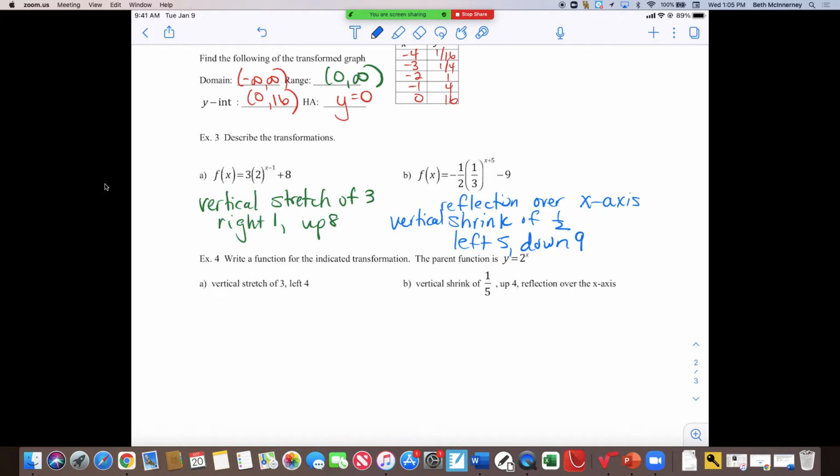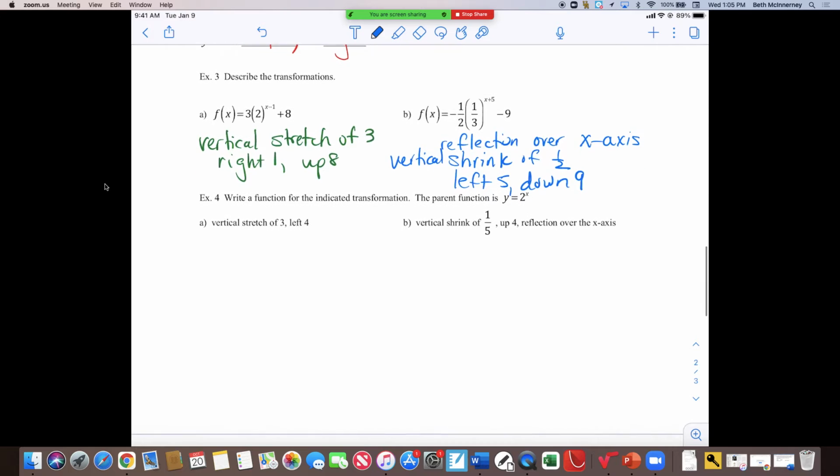All right, let's check them here. Heard some good things. Letter A, number 3: vertical stretch of 3, right 1, up 8. Letter B: reflection over the x-axis, vertical shrink of 1/2, left 5, down 9.